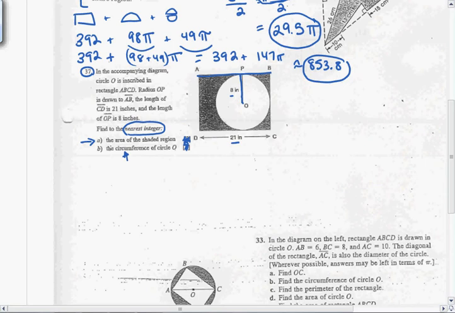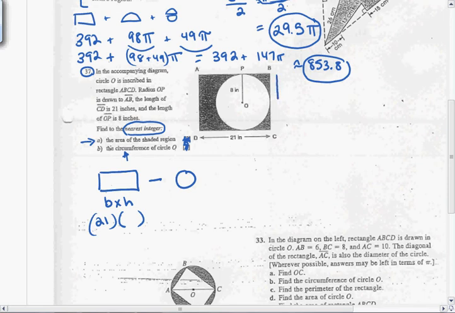All right, let's solve this problem. Let's start off with part A, the area of the shaded region. My plan is to take the rectangle's area and subtract the circle's area from that and then round. Pretty easy to find the area of the rectangle. I'm going to just do base times the height, and the base I have, it's 21. The height's just a little bit trickier to find, but not too bad. The height from top to bottom is what I'm looking for.